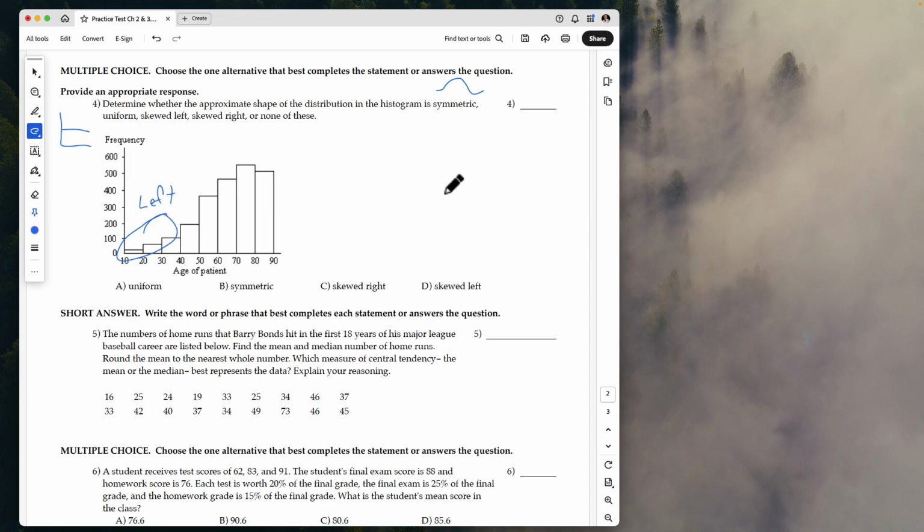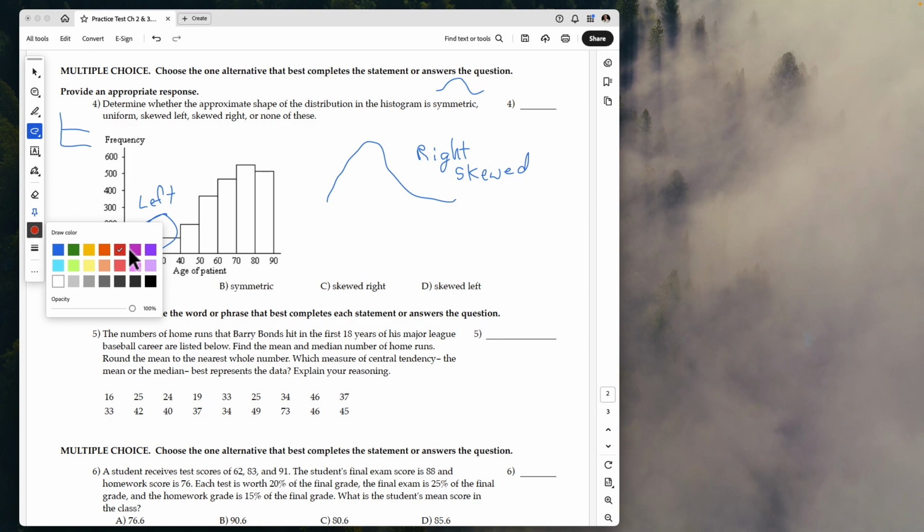A right skewed would have been basically the flip of this, right? You do a mirror image. A right skewed is going to be big on the left and small on the right. So over here is a right skewed. And again, highlighting the skew is caused by outliers, so those are the low-lying things over there.